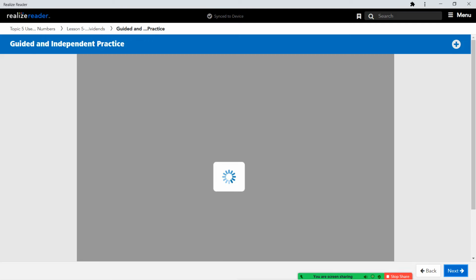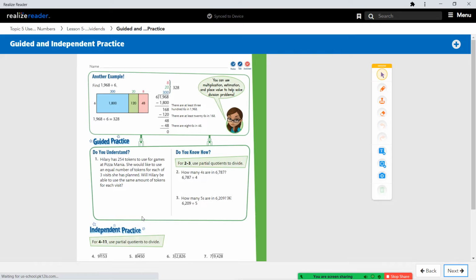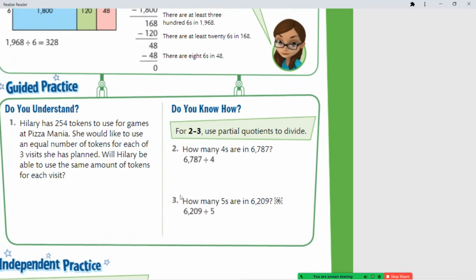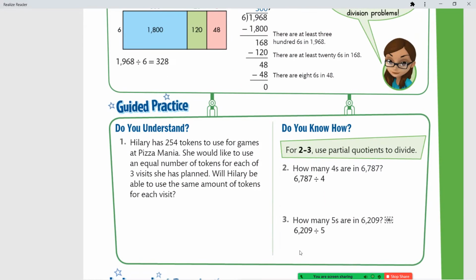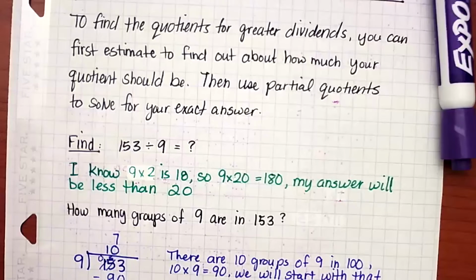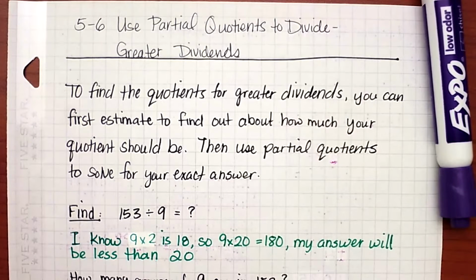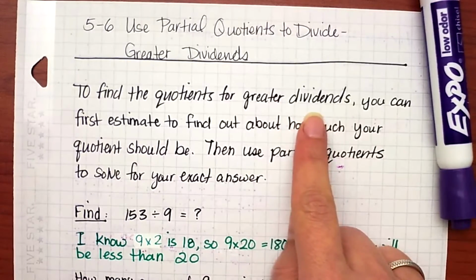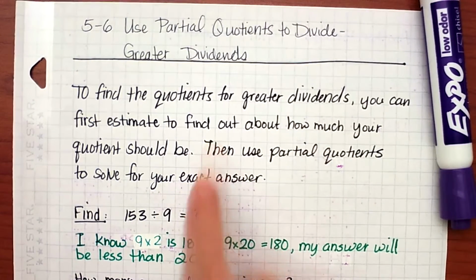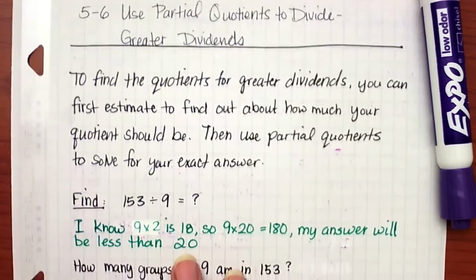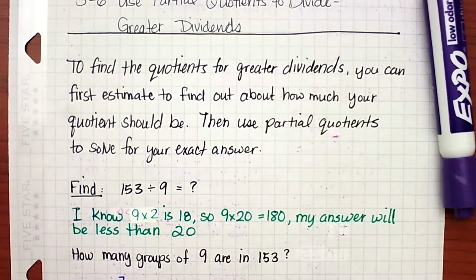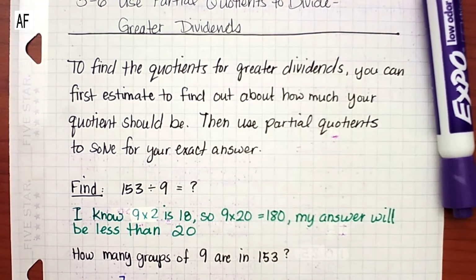So let's go ahead and take a look at our notes first, and then we'll come back for our guided practice. For our notes for this lesson, we are going to work on, again, using partial quotients to divide with greater dividends. To find the quotient for greater dividends, you can first estimate to find out about how much your quotient should be, and then use partial quotients to solve for your exact answer.